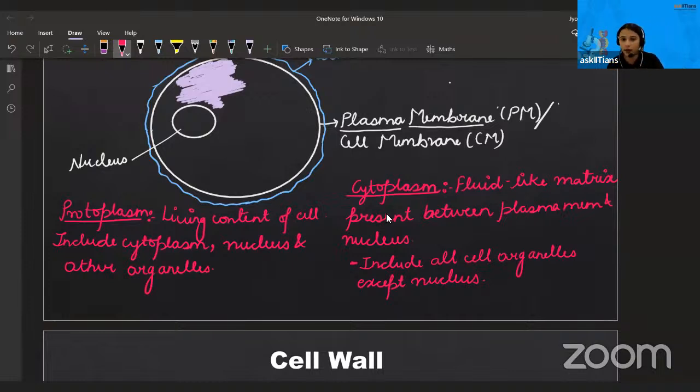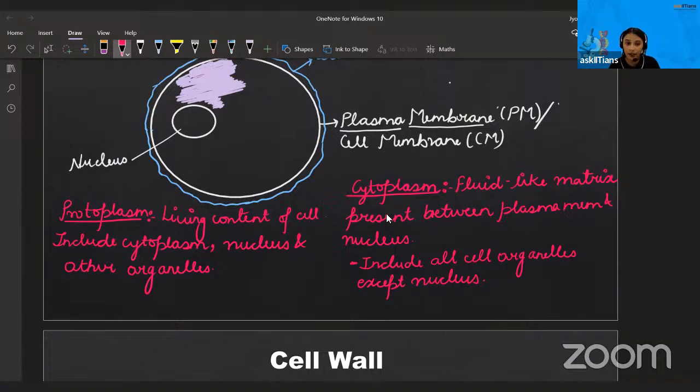In simple terms, inside this cytoplasm is all the protoplasm except your nucleus. It does not involve the nucleus. But protoplasm is your nucleus and your cytoplasm, which is enclosed by your plasma membrane, and it includes all the other organelles as well. So it is the living content.